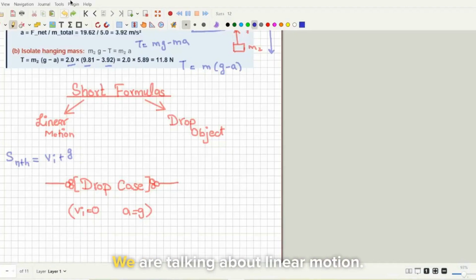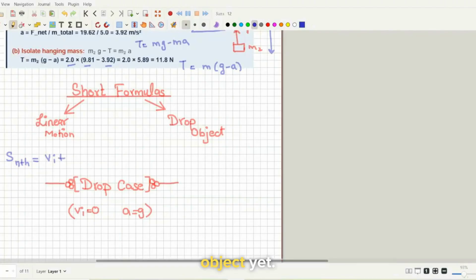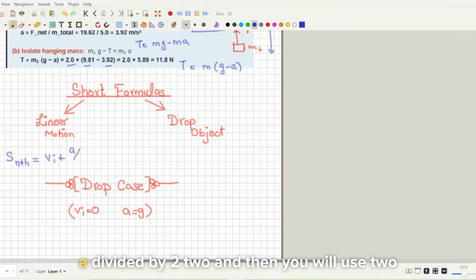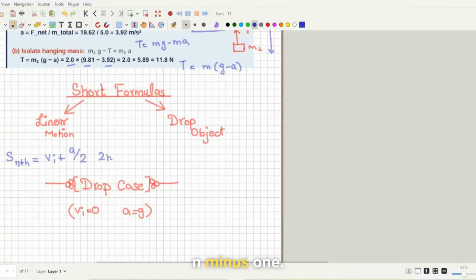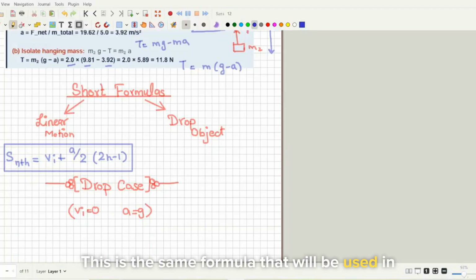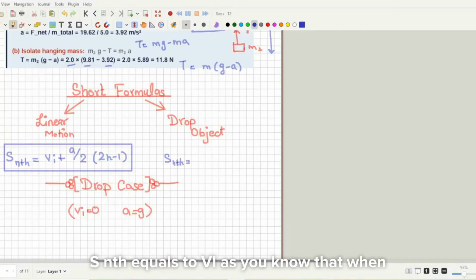Sorry about that, we are talking about linear motion, we are not talking about a dropped object yet. In linear motion, the acceleration is a divided by 2, and then you will use 2n minus 1. So this is the formula that you will use in linear motion. This is the same formula that will be used for the dropped object, but it will change a bit. S nth equals Vi.